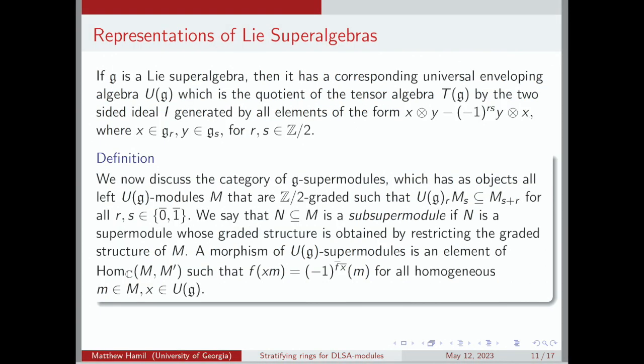If you have a Lie superalgebra, you can define the notion of a representation. Essentially, you form the universal enveloping superalgebra as a quotient of the tensor algebra. This is quite familiar. Then a g-supermodule is going to be a left U(g)-module that's Z2-graded and respects the grading when you act by elements in g.